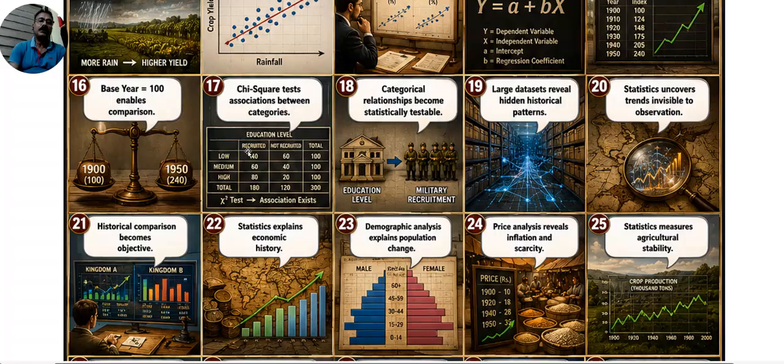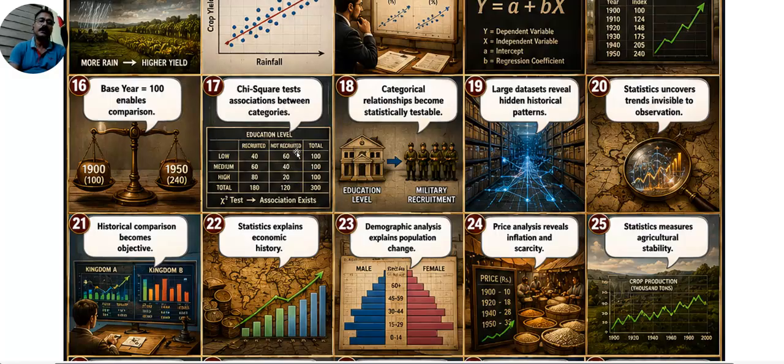Similarly, here also it is categorical, whether recruited yes or no, and from our sample or survey we got this. 40 candidates are there with low education and recruited. Similarly, 60 candidates are not recruited with low education. With medium education, 60 candidates recruited, but 40 not recruited. With high education, 80 candidates recruited, but 20 not recruited.